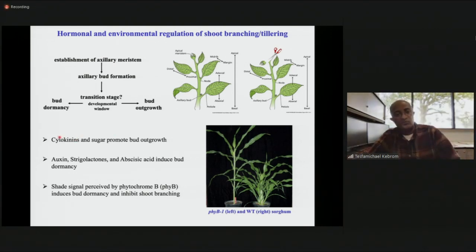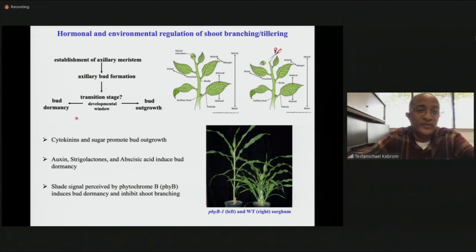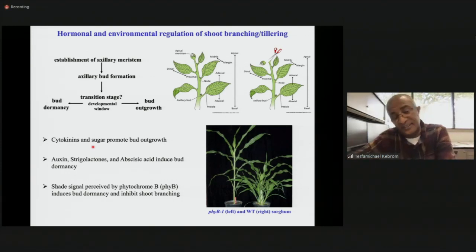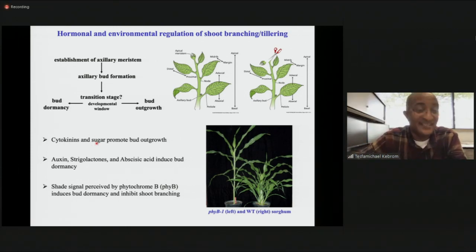Some of the hormones that control the dormancy or growth of buds are cytokinins, auxins, strigolactone, and abscisic acid. Sugar is also sometimes considered a hormone, which some people think, but it may not be. I think it is a source of energy for the growth of the bud into a branch. So cytokinins induce the growth of the bud when they are directly applied.